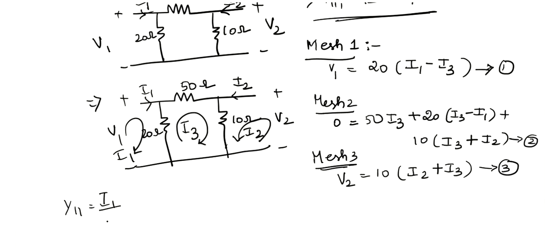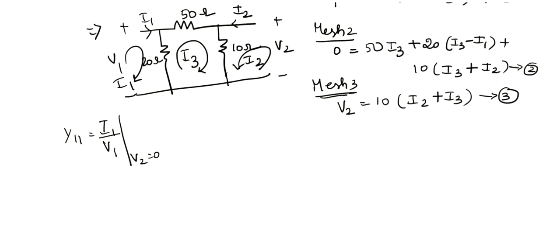I1 by V1, which means by making V2 equal to 0. And you are having one more option, with the help of making V2 equal to 0, you are getting one more equation. V2 equal to 0 means definitely the denominator will be V1 and the numerator will be your I2. What is the letter? Y21. Yeah, Y21. So we are finding out two parameters by making V2 equal to 0.